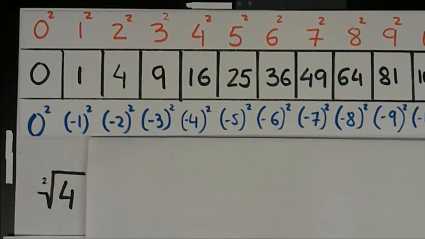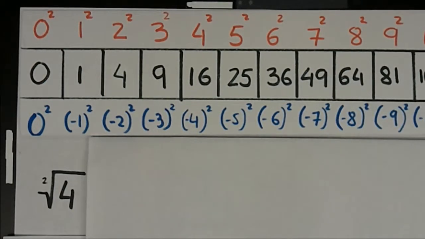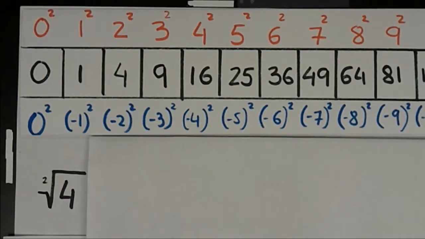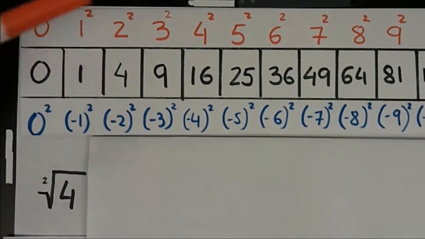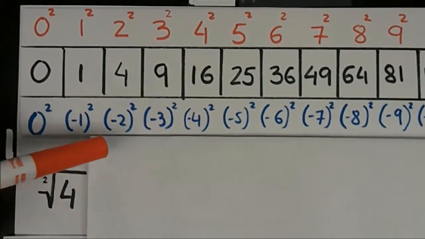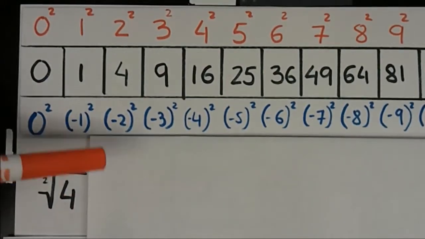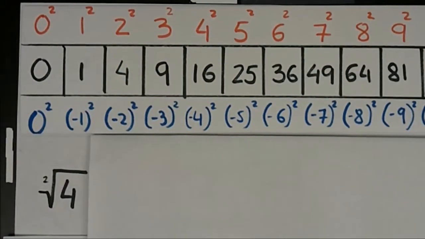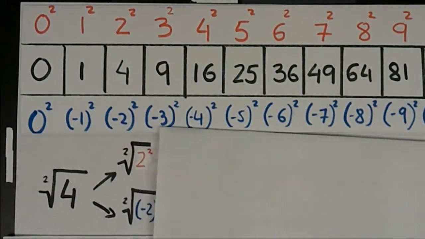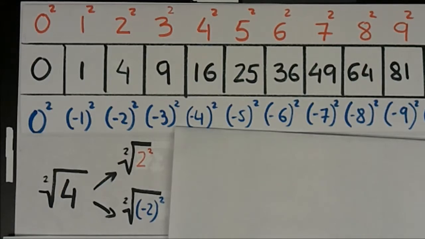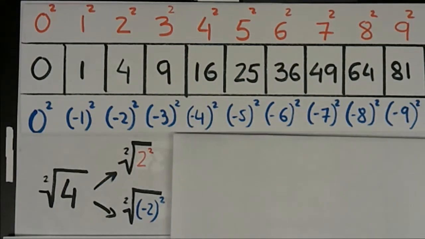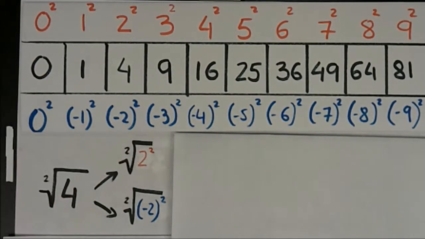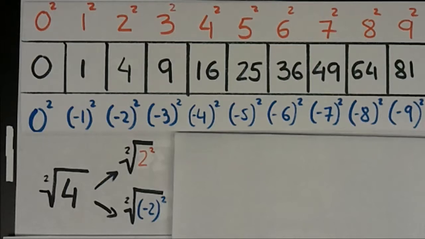How can you write 4 in exponential form? Looking at this chart here, I can write 4 as 2 to the second power, or negative 2 to the second power. They both yield a 4. 2 times 2 is 4, negative 2 times negative 2 is 4. So can I write this problem as such? I can, can't I? 4 is 2 to the second power, or negative 2 to the second power.